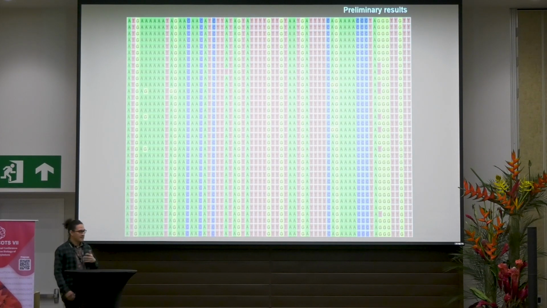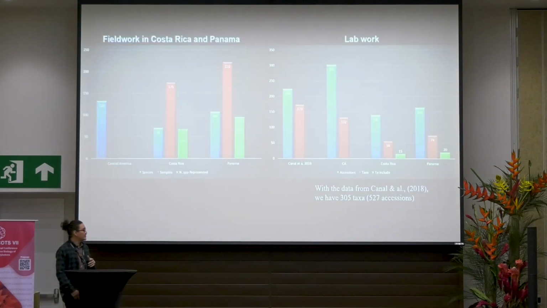About the preliminary results, the field work in Costa Rica and Panama. In Central America, there are 132 species, 17 in Costa Rica and 107 in Panama. And we collected in Costa Rica 81% of the species, and in Panama 85% of the species.